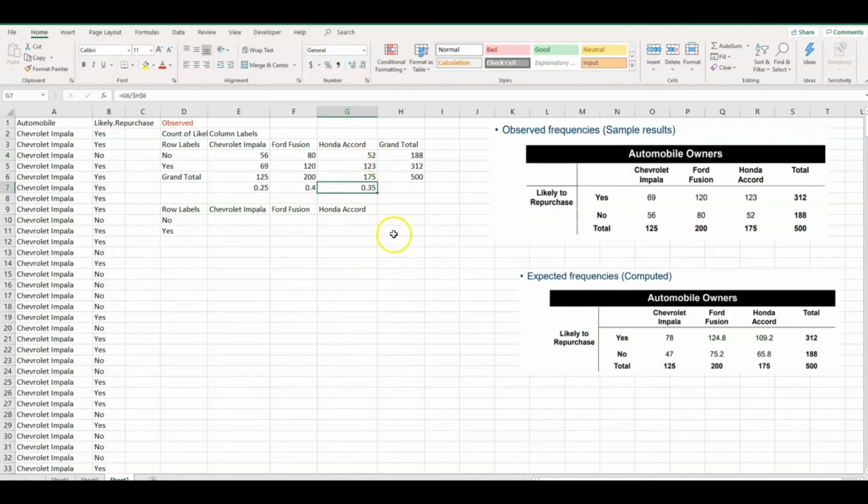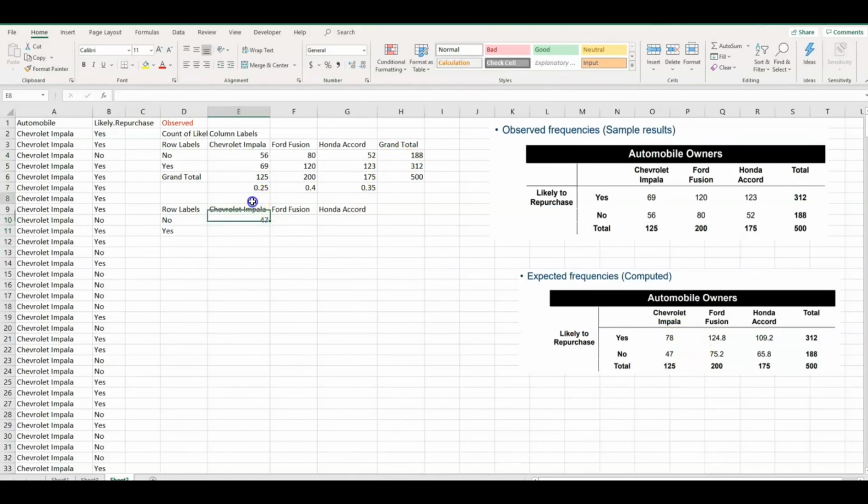Because we know this is 188, right? So 188 is no. So 25% of 188 should be Chevy. So the first number should be the percentage times total. So this is 47 here.